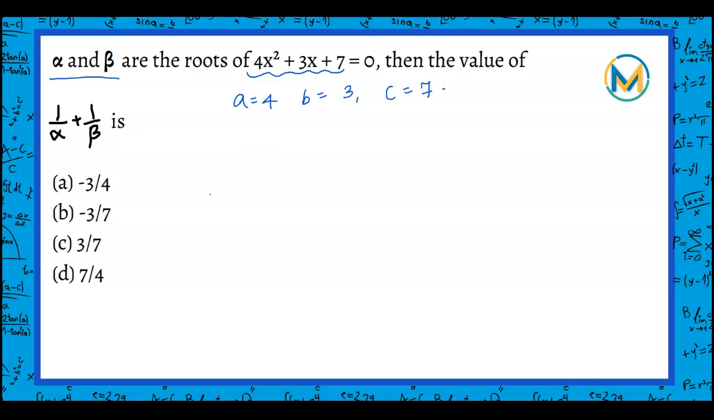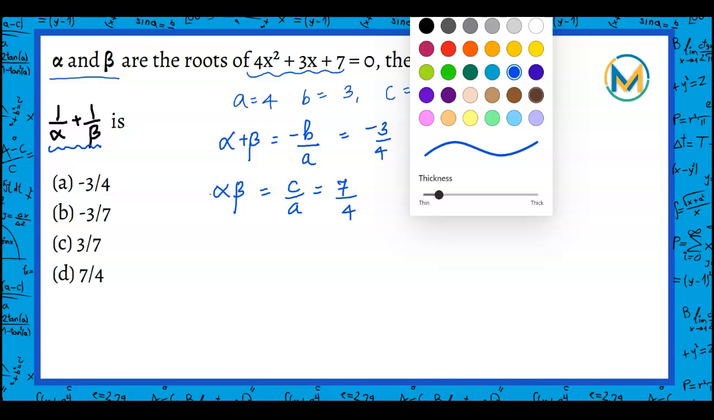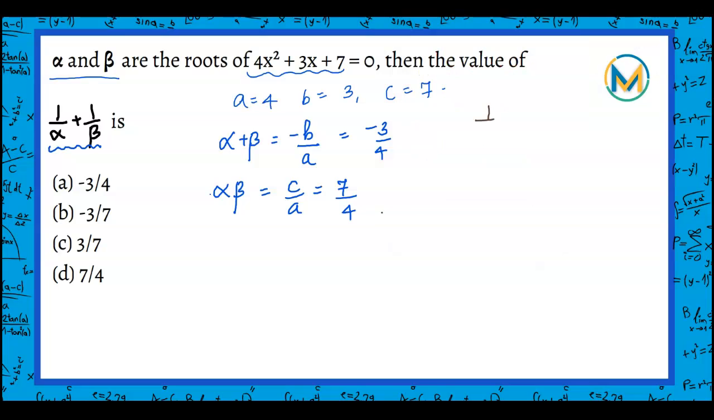So the sum of the roots, that's alpha plus beta, is going to be minus b upon a, which is minus 3 upon 4. And the product of the roots, that's alpha into beta, is going to be c upon a, which is 7 upon 4. Now, what is it that they are asking us? 1 upon alpha plus 1 upon beta. So we will put here 1 upon alpha plus 1 upon beta.